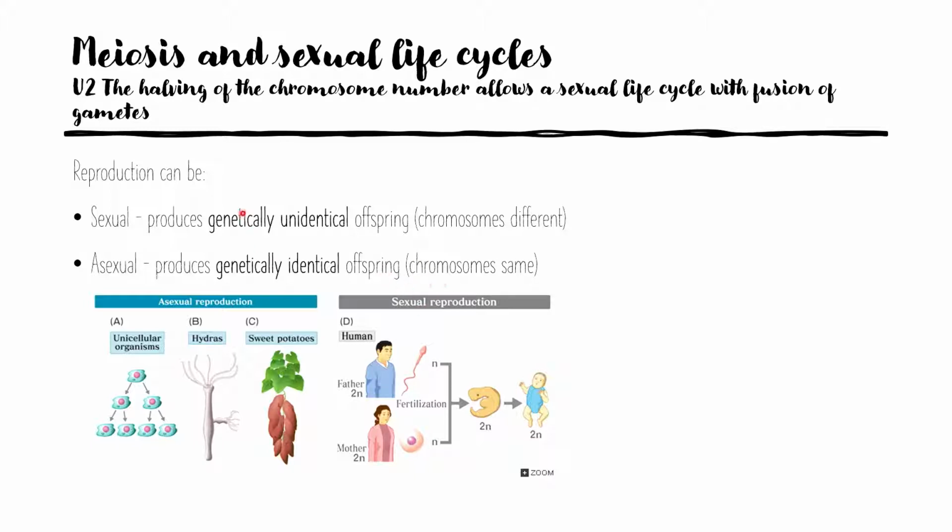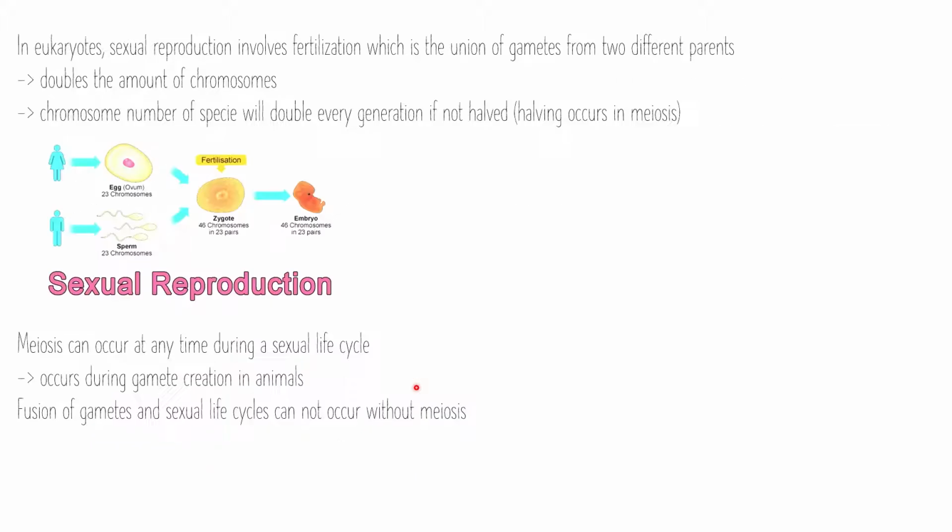So the words in bold are the differentiating factors between sexual and asexual reproduction. And we can see this right here. So unicellular organisms or potatoes or plants, they have asexual reproduction. And us humans, we have sexual reproduction. So in eukaryotes, sexual reproduction involves fertilization. So what is fertilization? Fertilization is the union of gametes from 2 different parents.